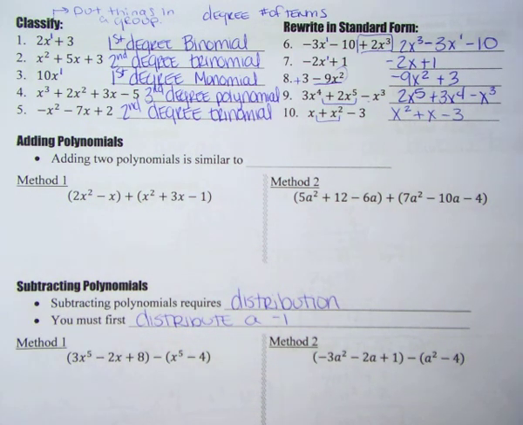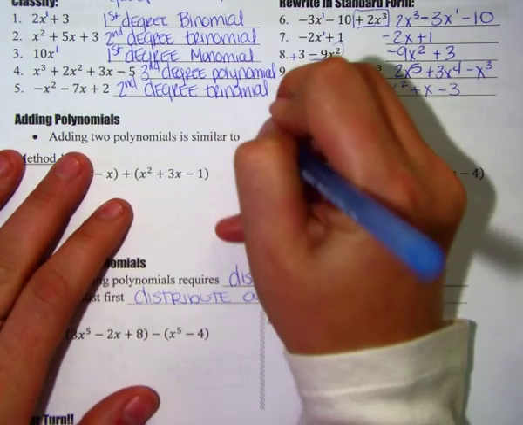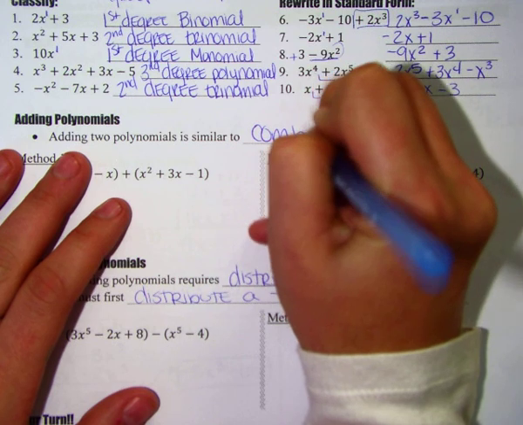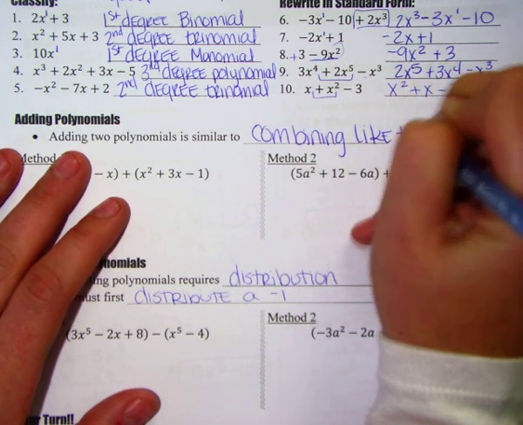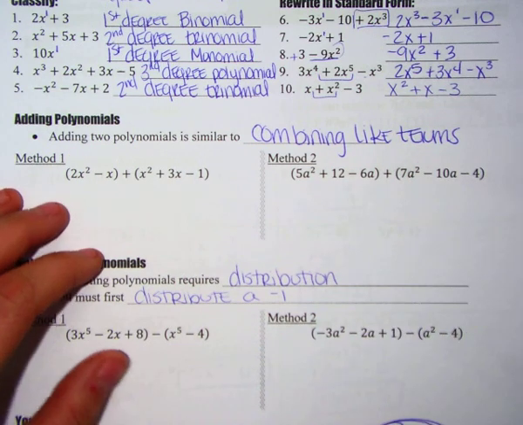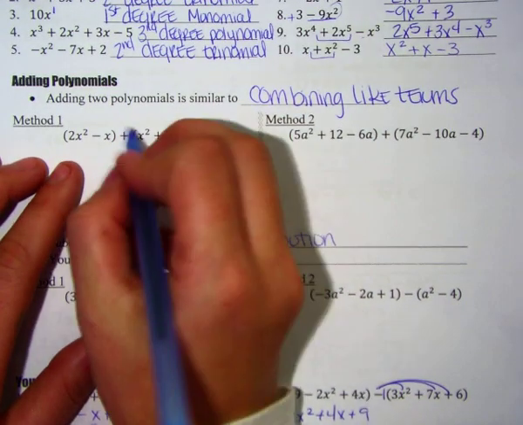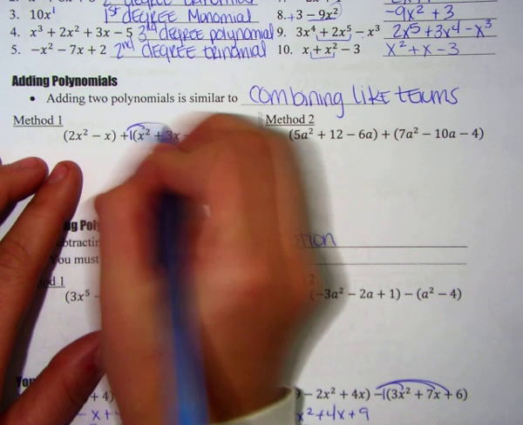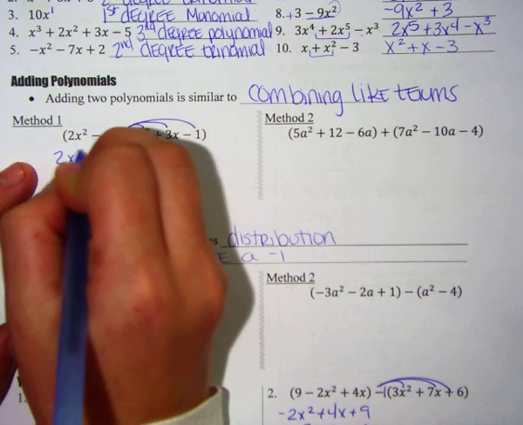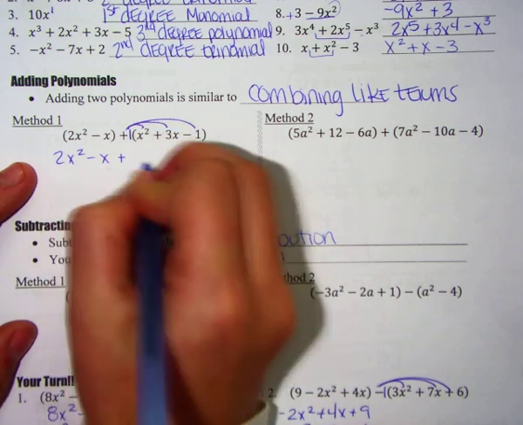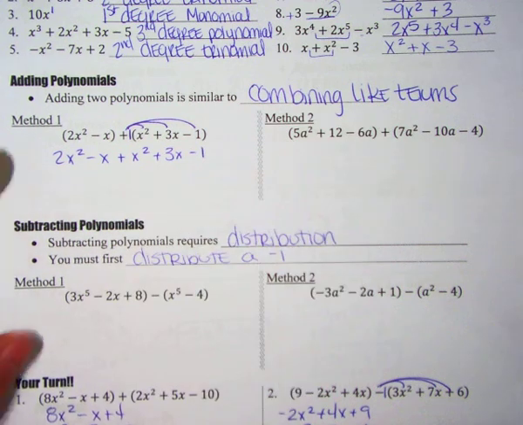So now let's do some examples. When you're adding two polynomials, it's similar to combining like terms. So I'm going to solve this two different ways. Method number 1, I'm going to drop the parentheses because this is a positive 1. You would distribute that, so I'll rewrite it. 2x squared minus x plus x squared plus 3x minus 1.